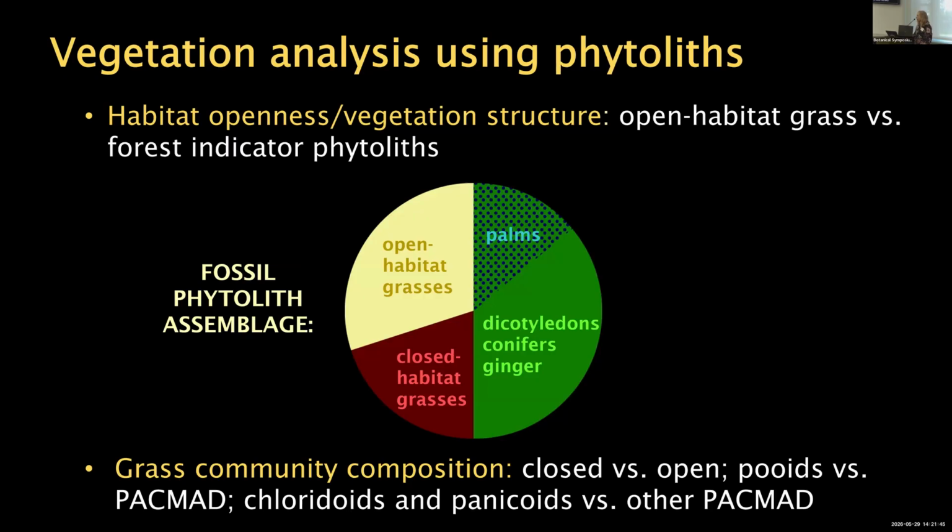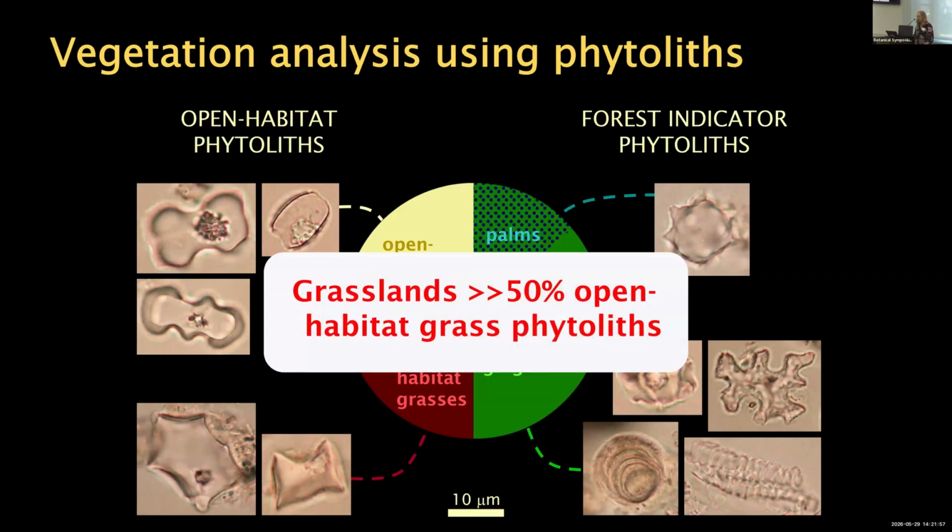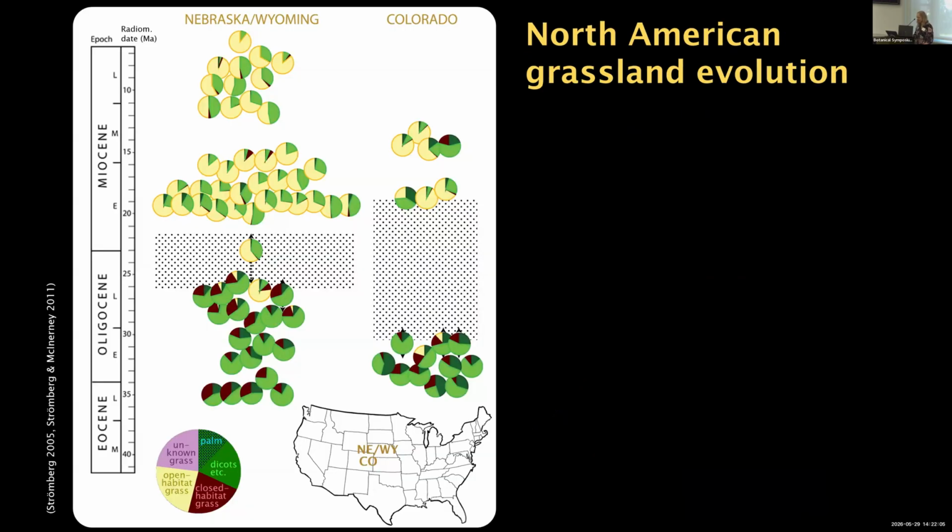And then we can look more closely at the grass communities to get some further information about the ecology and composition. This is just showing some images of what these phytoliths look like. And a general rule of thumb is that grasslands tend to have at least 50% open habitat grass phytoliths. So with that, let's look at some data.